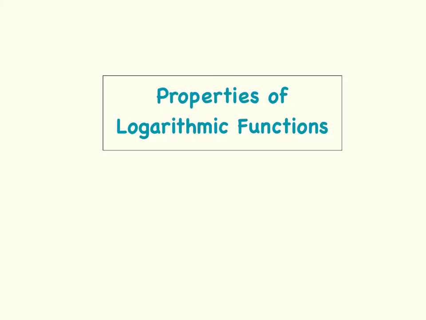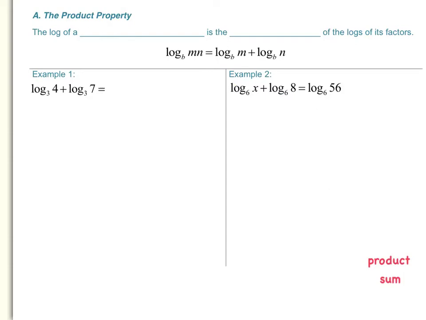Now let's get started. In this lesson, we are going to learn about three properties, and the first one is the product property. Basically, it says the log of a product is the sum of the logs of its factors. What that means is, if you have the log of a number, let's say the log of 12, can't 12 be broken into two factors like 3 times 4? So if you have the log of a product, you can change that to the sum of the logs of the factors. That would be the log of 3 plus the log of 4.